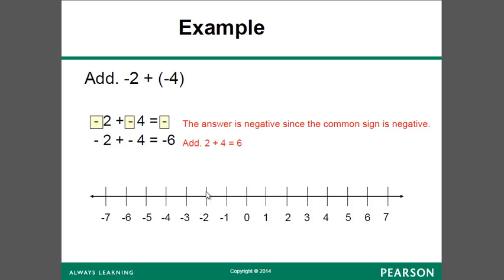Let's look at it on a number line. If I start with 0 and go to -2, and then I add a -4 to that -2, I go 1, 2, 3, 4 more places negatively, I come up with -6, which is what I found here also.